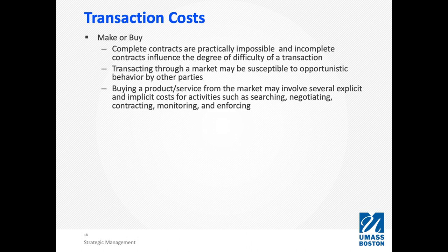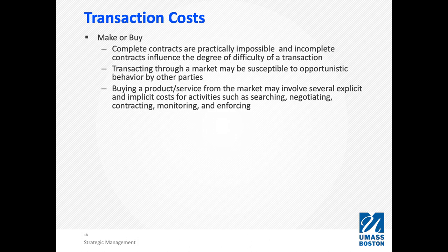So that's why you see these bullet points. Complete contracts are practically impossible to get. Okay? And transacting through a market, you may be susceptible to opportunistic behavior by other parties. Okay? So sometimes it makes more sense to do something within the context of the firm. And the way to think about it is that if it's more expensive to do the thing you're trying to do in the open market than it would be in the firm, then you should make it.